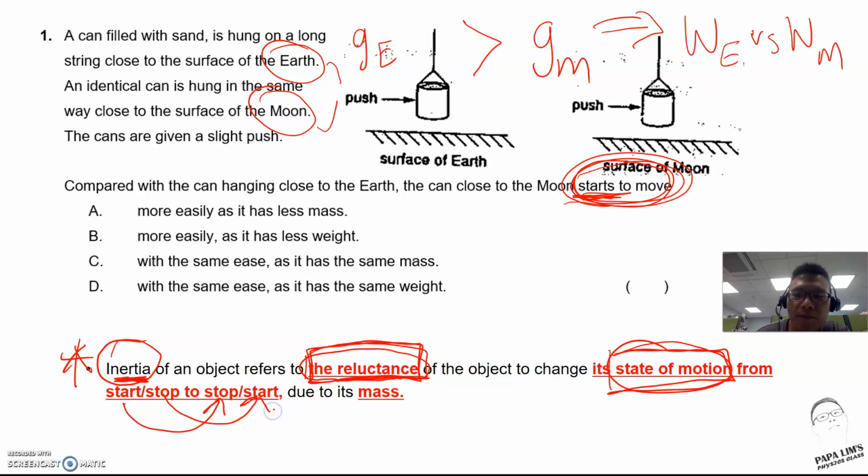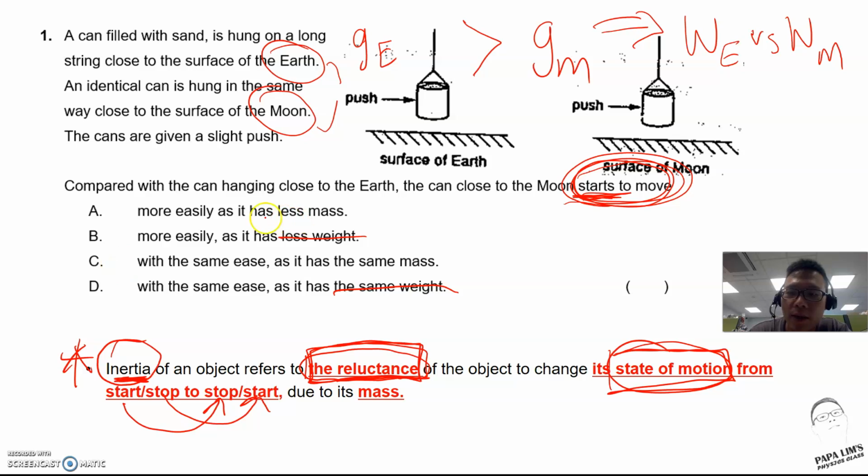Okay, so in your keywords you need to mention the word reluctancy, and you need to mention what motion you are changing, whether it's from start to stop, or from stop to start. Okay, now for this question we are looking at how easily or how difficult it is to change the motion. Okay, and this has everything to do with your mass, not weight. So weight is not in the picture now, which means option B is out because it deals with weight, and option D is out, it deals with weight. Okay, so only option A and C are here.